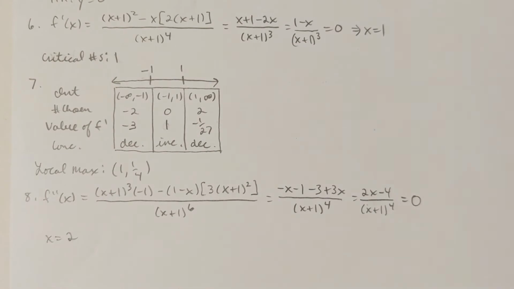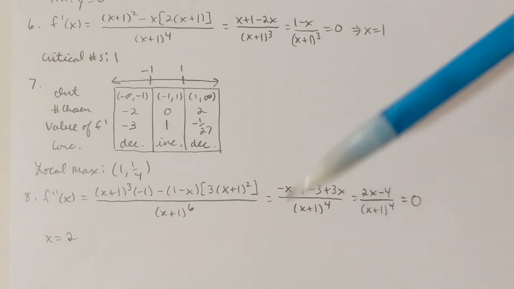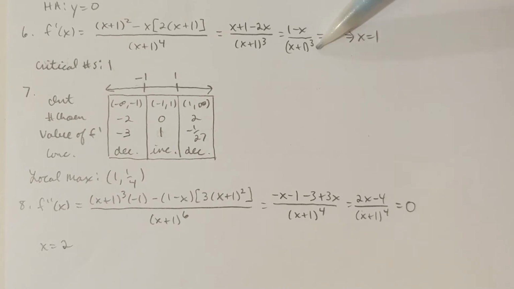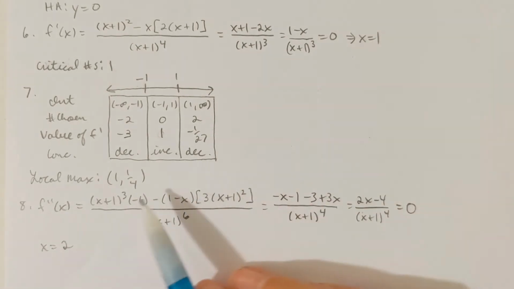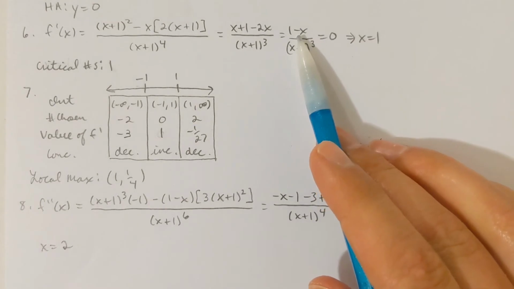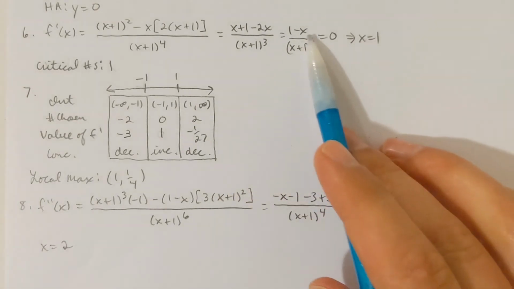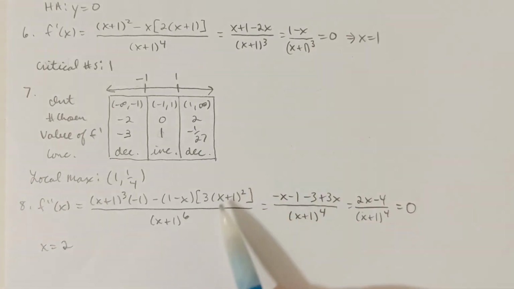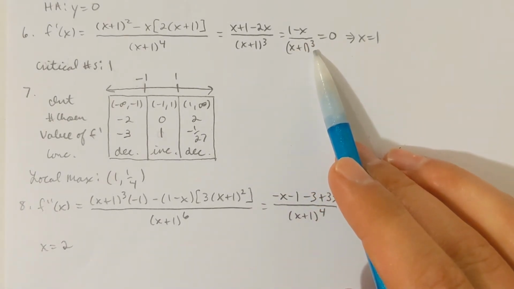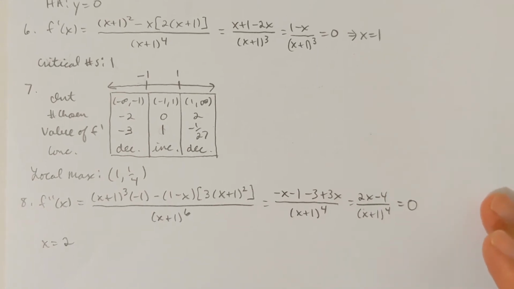Okay. Step 8 is to calculate f double prime, and so I've done that. We're going to use the quotient rule on f prime along with the chain rule when we differentiate the denominator. So it's going to be the bottom times the derivative of the top, that's -1, minus the top, so 1 minus x, times the derivative of the bottom, that'd be a chain rule. You're going to have 3 times (x plus 1) squared times the derivative of x plus 1, which is 1, all over the denominator squared. (x plus 1) cubed squared would be (x plus 1) to the 6th.